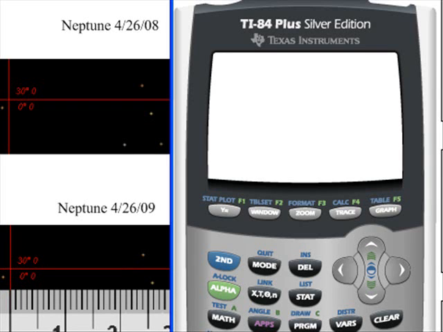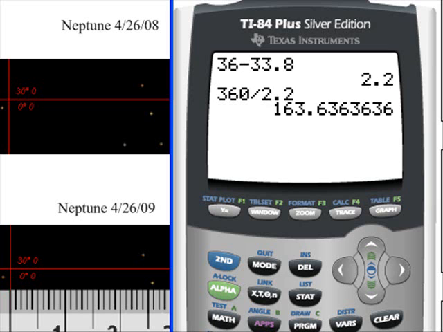So when I plug in these two numbers, 36 minus 33.8 is 2.2 degrees in 1 year. Since I know that there are 360 degrees in a circle, I divide 360 by 2.2, and that means that Neptune would take 163.6 years to orbit the Sun. This compares very nicely to the accepted value of 164.7 years.